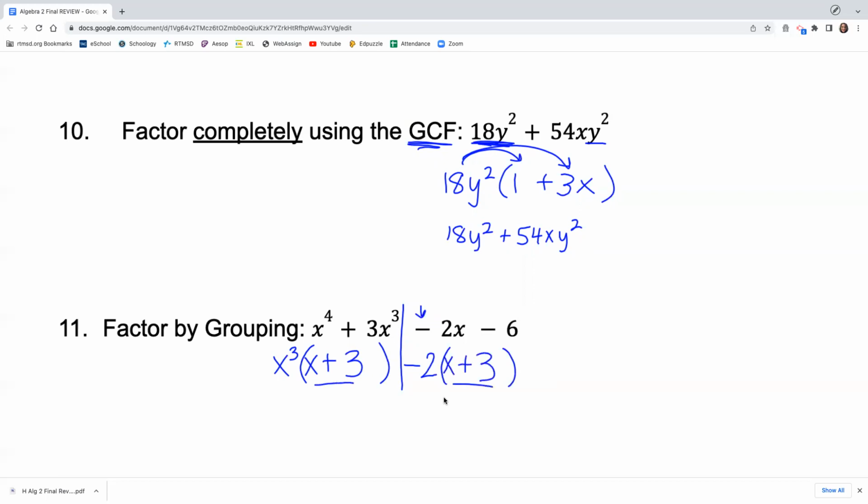Every time you factor by grouping, what's left inside the parentheses will match. And that allows you to regroup your answer as x to the 3rd minus 2 all times x plus 3.